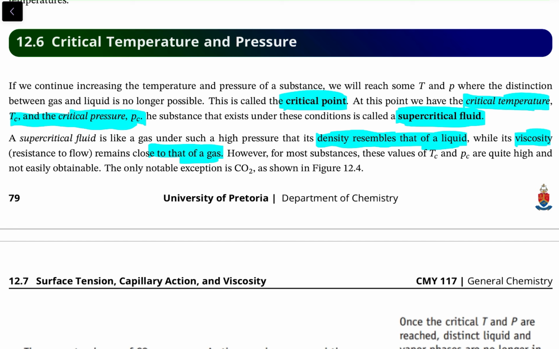So if you have the viscosity of a gas, meaning it flows as nicely as a gas does, but it has the density of a liquid, you can in principle do some very interesting things. You can solvate or dissolve substances, but you can as easily make something flow as a gas can flow. Remember, liquids sometimes flow more difficultly than gases do. Probably difficultly is not a word.